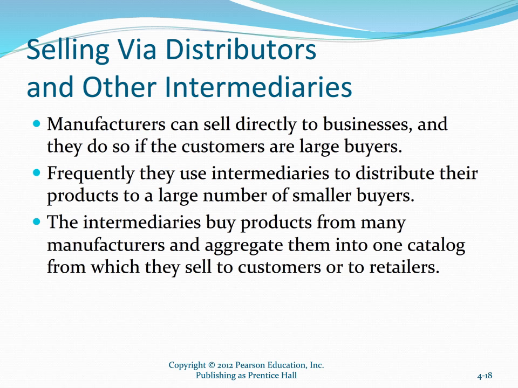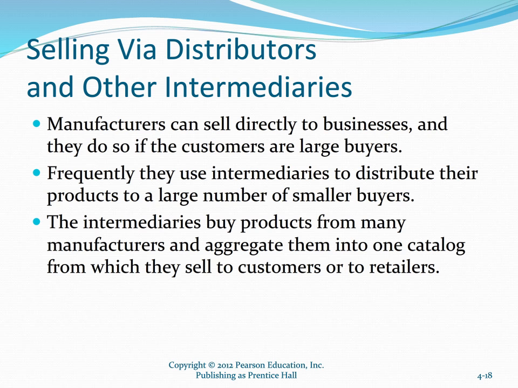Manufacturers can sell directly to businesses, and they do so if the customers are large buyers. In a lot of cases, manufacturers have a core competency in manufacturing that particular good, and when that's the case, sales may not be one of their core competencies. And so as the number of customers rises, many times they'll want to introduce intermediaries into the supply chain. And so what they'll do is sell to a limited number of intermediaries who will then distribute their products to a larger number of smaller buyers.